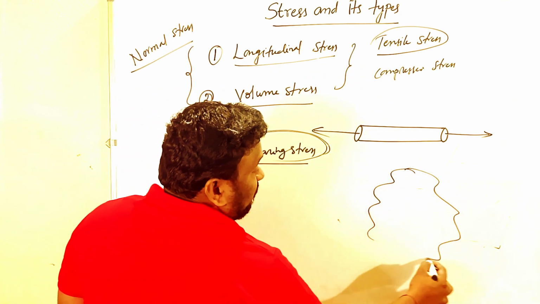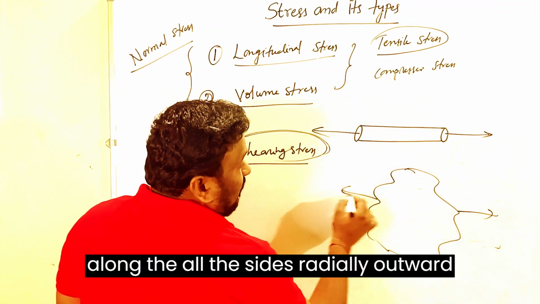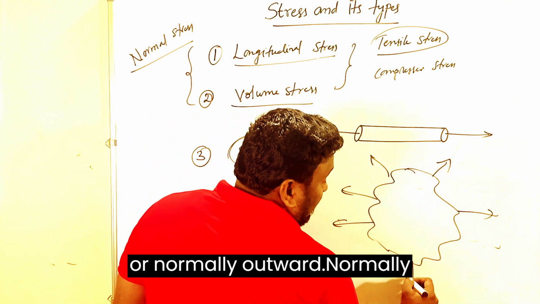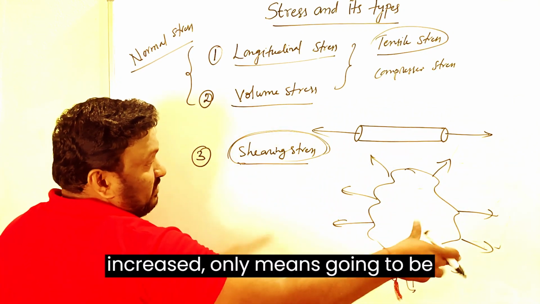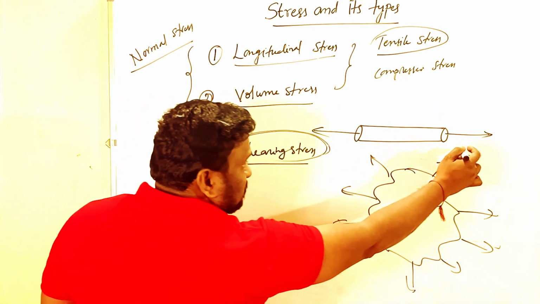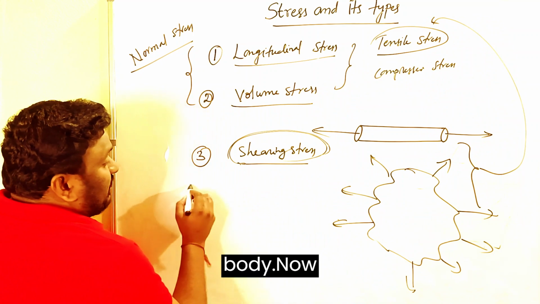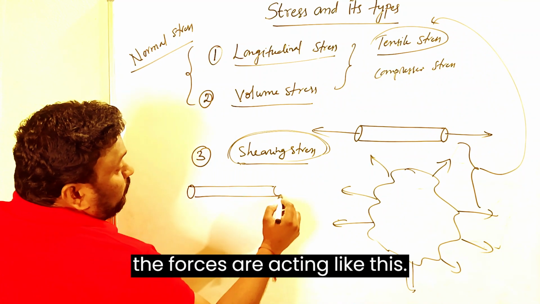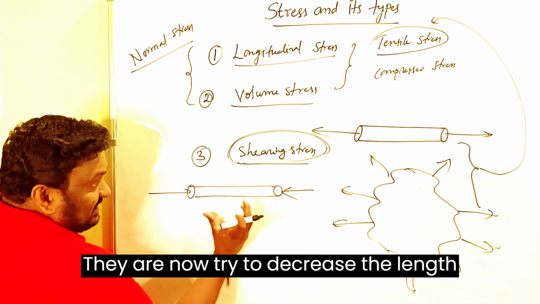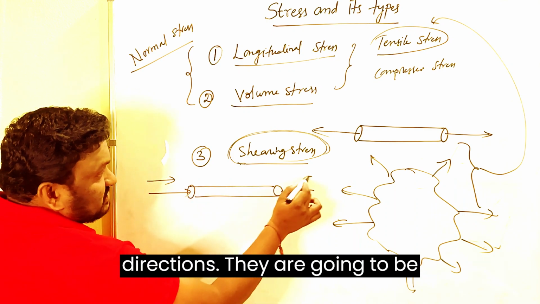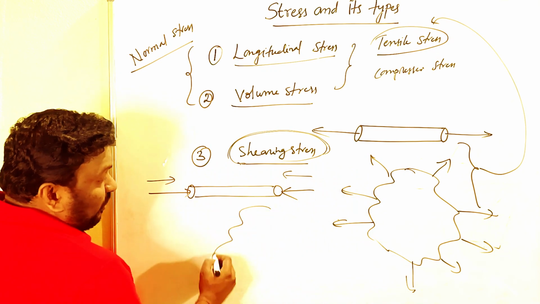For example, this is a particular volume. Then the forces which act along all the sides radially outward or normally outward, then the volume is going to be increased. Then these two come under tensile stress. For the same body, now the forces are acting like this. They are now trying to decrease the length because the forces act in opposite directions. They are going to compress the body, that's why the length is going to be decreased. And for volume stress also the same thing.